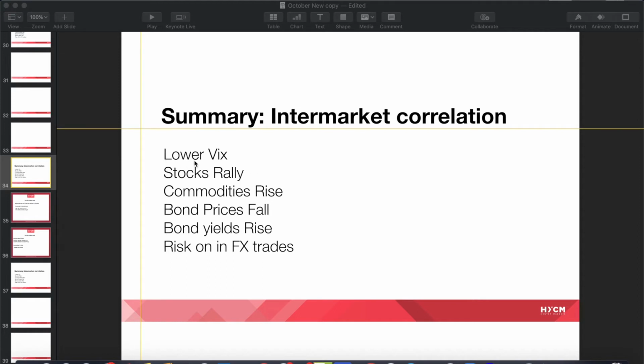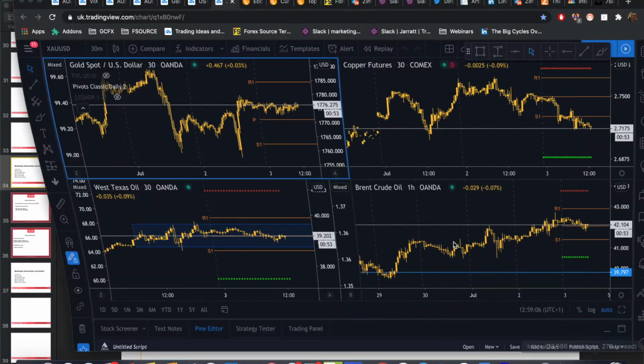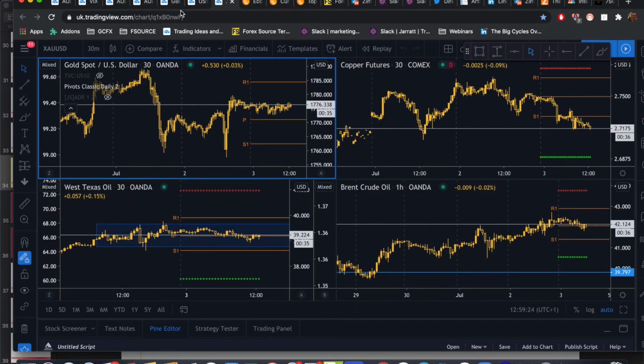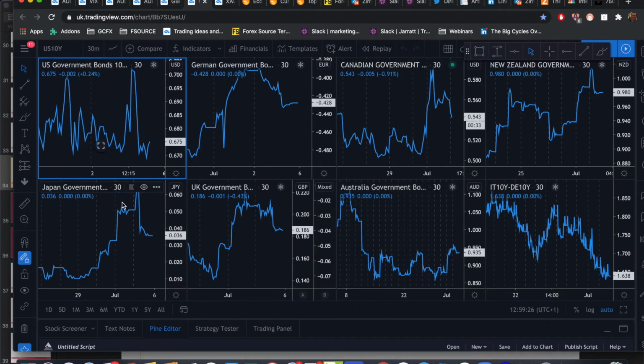So when we see a lower volatility index, when we see indices and stocks rallying higher, commodities rising like oil and copper, bond yields rising, so just take a look here at the bond yield chart. And you can see here are the yields of the 10-year government bonds of some of the major economies. And in a risk-on environment, we'd see these yields moving higher.